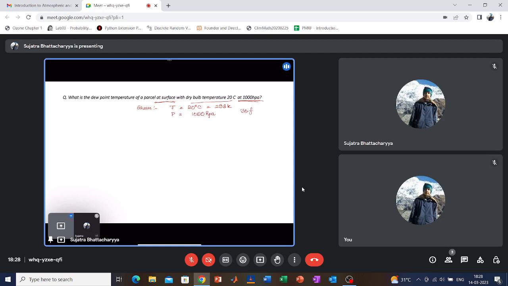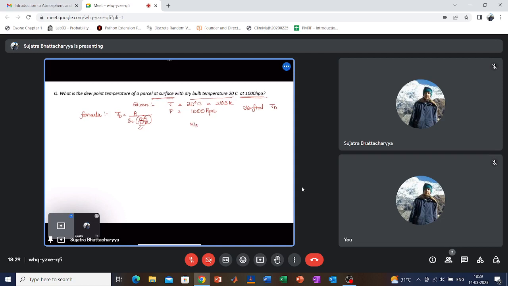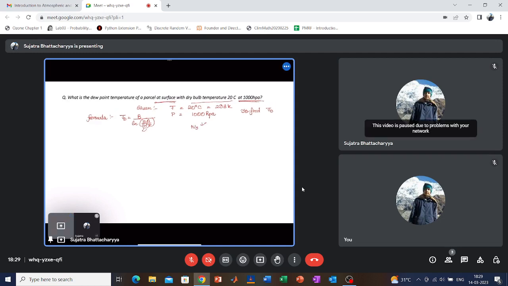Therefore, we write: to find T dew point. And we know the formula. What is that? Td will be equal to B upon log of epsilon A upon Wp. The only thing left to find is W. Now what I will do is find the saturation mixing ratio. For that, I use the Clausius-Clapeyron equation.